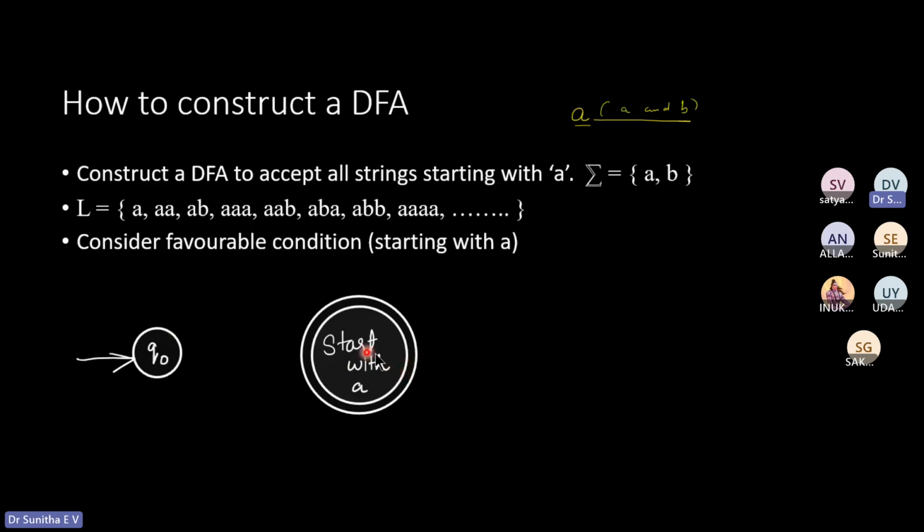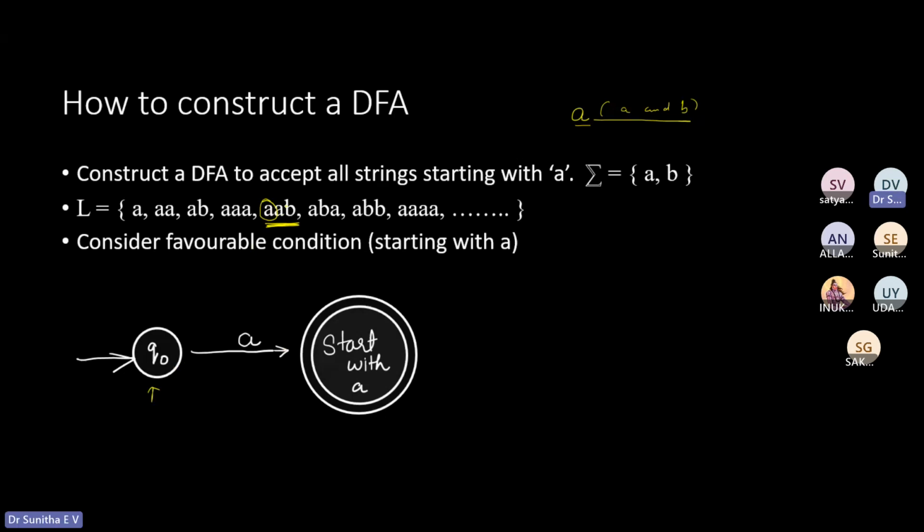So those two possibilities we have to consider when we draw the DFA. The initial state and the other final state, which is start with the A. From the initial state, suppose you take the string AAB. The machine is always starting from Q0. When we see the very first character, A, I can accept the string. So I can move to the final state, which is start with A. I will draw a transition like this, A. From Q0, if I see A as the first character, I will move to the start with the A state. That is the final state.